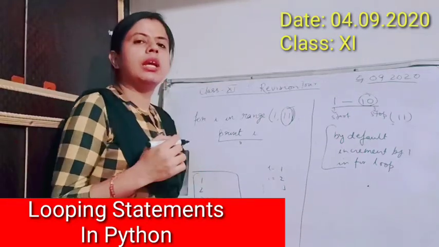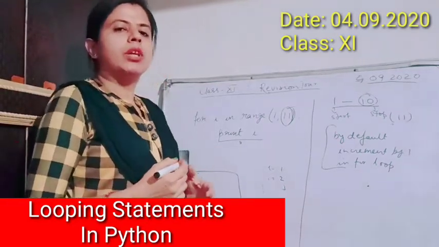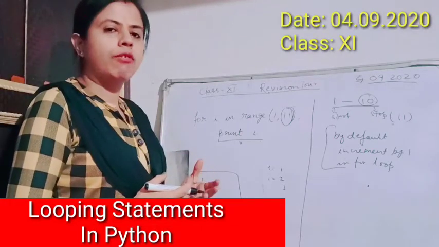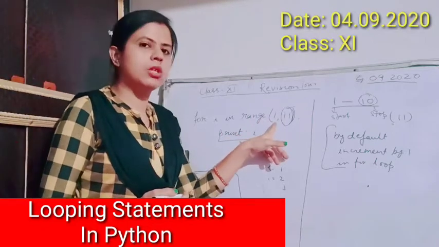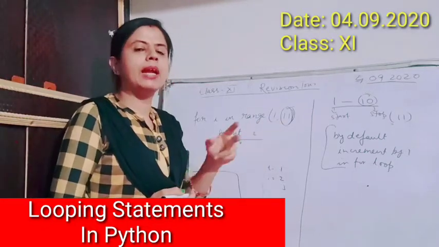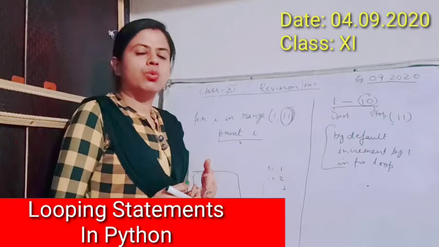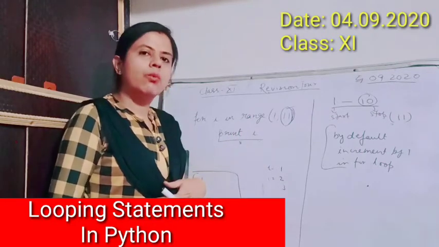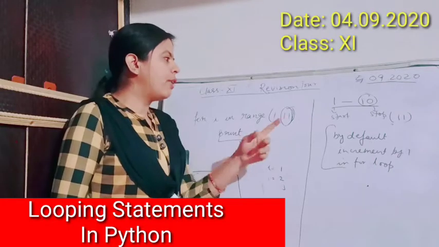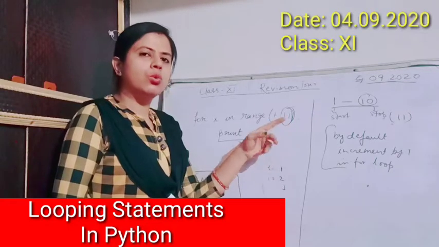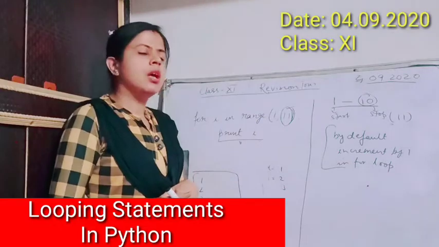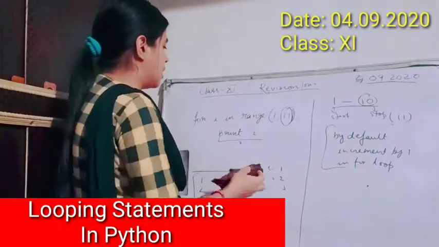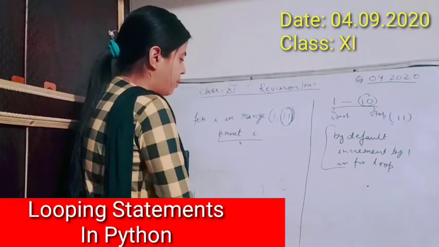As we know, an even number is divisible by 2, and odd numbers also differ by 2. Suppose 1 is an odd number, so the next odd number we get by adding 2, which is 3, and if I add 2 again, I'll get another odd number, which is 5. So if I write the step value here as 2, I'll get the odd numbers between the range 1 to 10. Now let's see how to print the odd numbers.